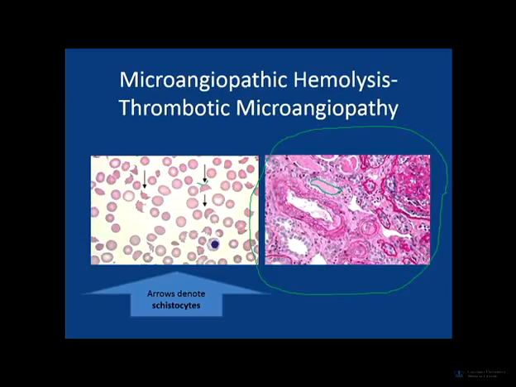So this is called microangiopathic hemolysis. It's hemolysis that's going on. Microangiopathic means small blood vessel. It's also called thrombotic microangiopathy. Thrombotic means clot. And you're getting clot in the small blood vessels, which is leading to hemolysis. It's also called MAHA or TMA, are kind of the abbreviations.